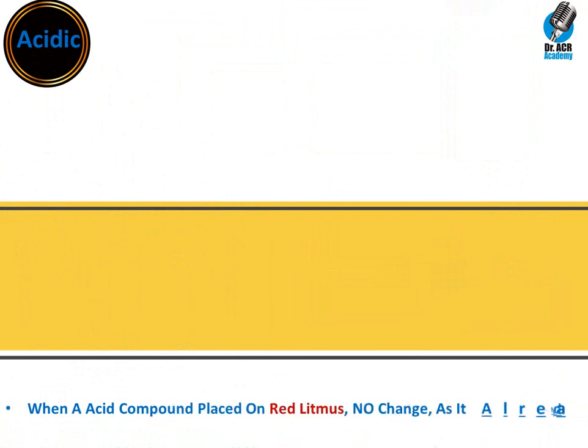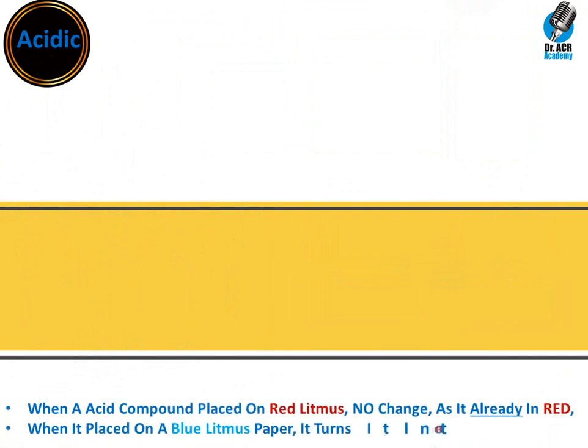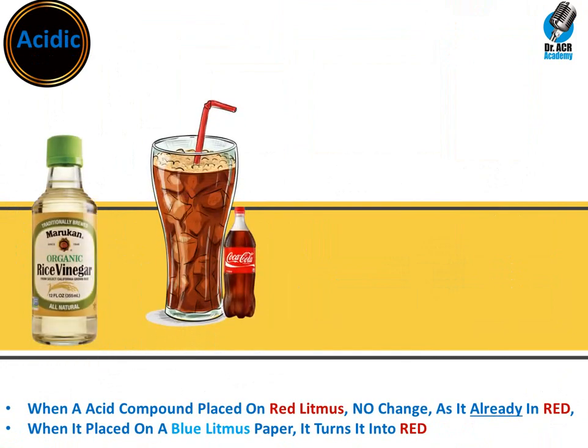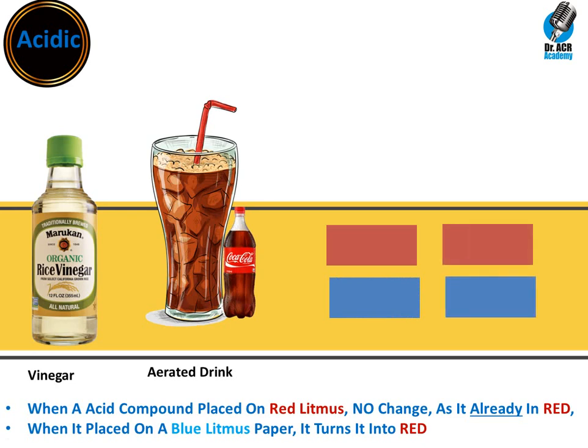Now we'll talk about acidic. When an acidic compound is placed on red litmus paper, there is no change, as it is already red. When it is placed on blue litmus paper, it changes its color to red. When we add a drop of vinegar or aerated drink on red and blue litmus paper, the red litmus paper stays red because it won't change color, but the blue litmus paper will turn red.